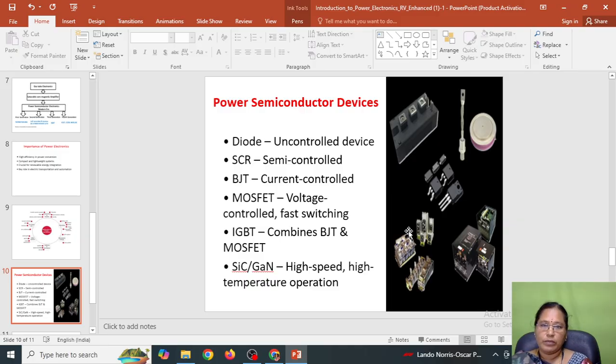The main power semiconducting devices are: diode, an uncontrolled device; SCR, a semi-controlled device; BJT, a current control device; MOSFET, a voltage control device, and moreover a very fast switching device; IGBT, which combines both BJT and MOSFET. Then our current devices, SiC and GaN, have high speed and high temperature operation.